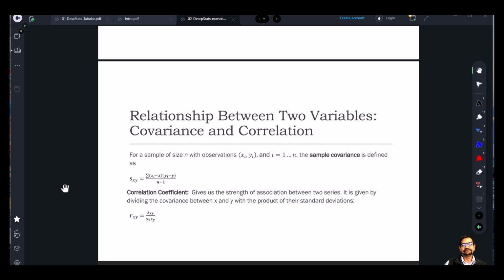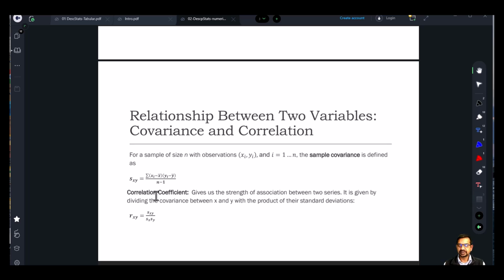It is essentially the covariance between x and y divided by the standard deviation of x times the standard deviation of y. So it is looking at the covariance, but then scaling it by the product of the two standard deviations. This value ranges from -1 to +1, with 0 being no association between the two series, +1 being a perfect positive association, and -1 being a perfect negative association between these two data series.